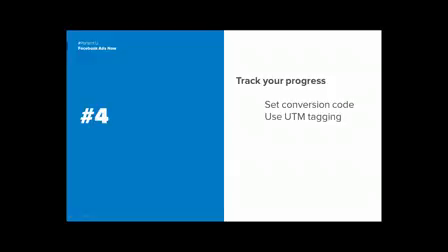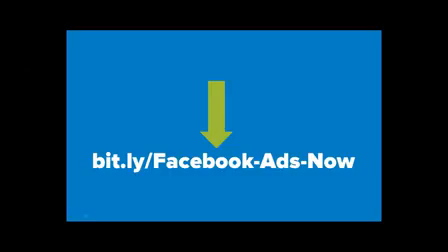And then the fourth and final takeaway is track your progress. If you're doing website conversion ads, you have to set the conversion code. But if you're not, try to use UTM tagging and use the analytics features that are available within the Facebook interface. Tracking the progress is something that I think a lot of advertisers kind of skip out on. But if you do it properly, it's going to help you immensely, and it's really going to help drive your future marketing initiatives.